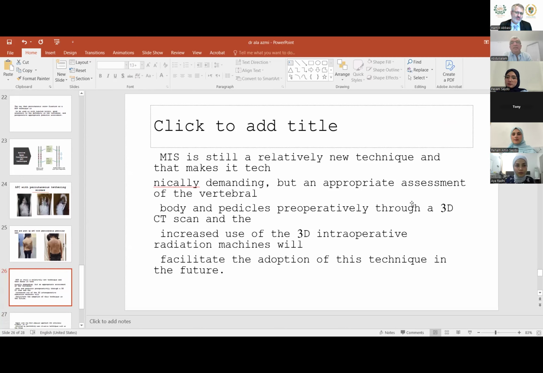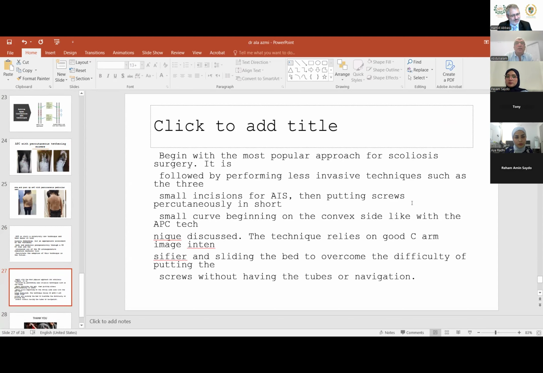So MIS is still a relatively new technique that is technically demanding, but appropriate assessment of the vertebral body and pedicles preoperatively through CT scan, and increased use of the 3D intraoperative radiation machine, also the O-arm and the navigator, might increase the use of percutaneous screws and minimal invasive techniques.